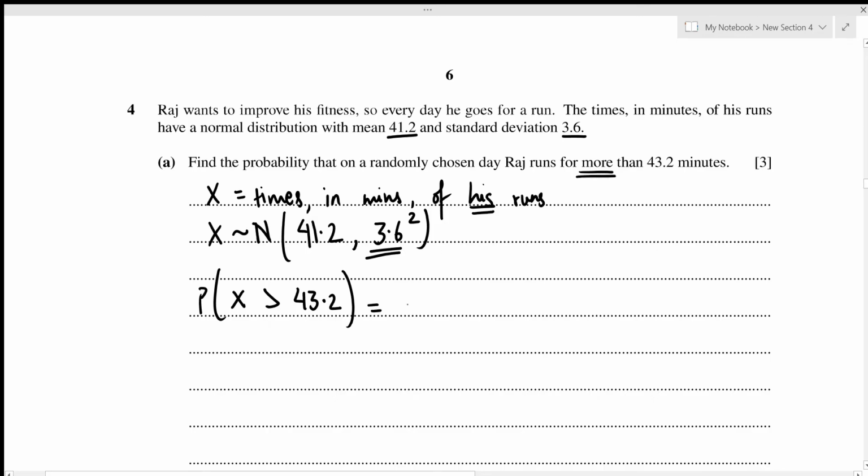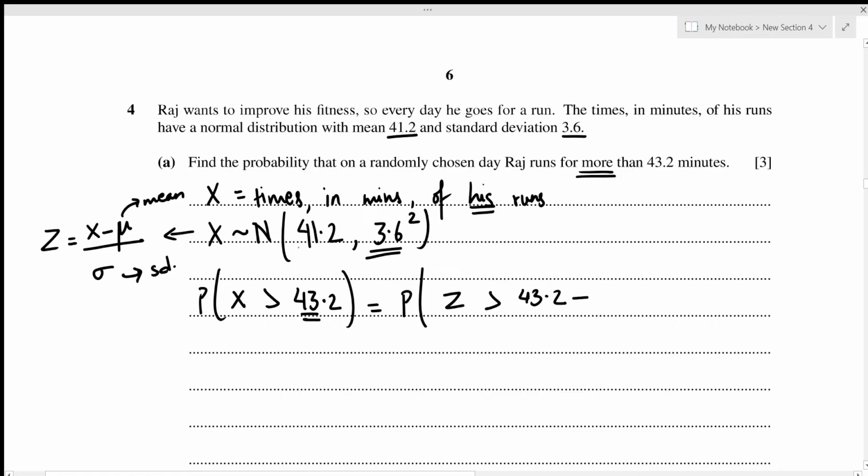Alright, since we already know that X is a normal distribution, the first step would be to standardize. Whenever we're standardizing the normal distribution to a standard normal form, that's going to be Z equals X minus mu, which is the mean, divided by sigma, which is the standard deviation. We have the X value as 43.2 here, so that's going to be 43.2 minus the mean value, 41.2, divided by the standard deviation, which is 3.6. So we get the standardized value: Z is greater than 0.556.